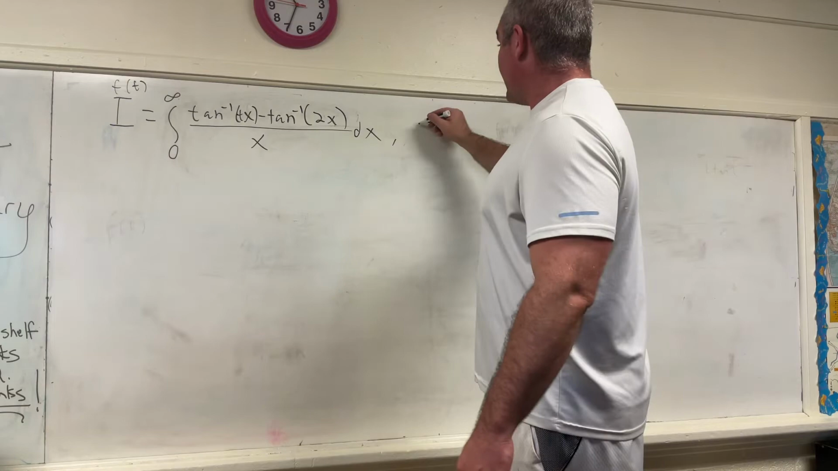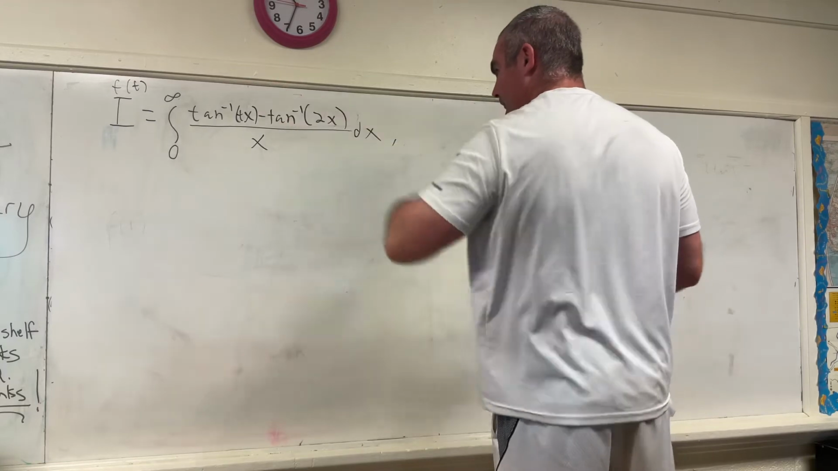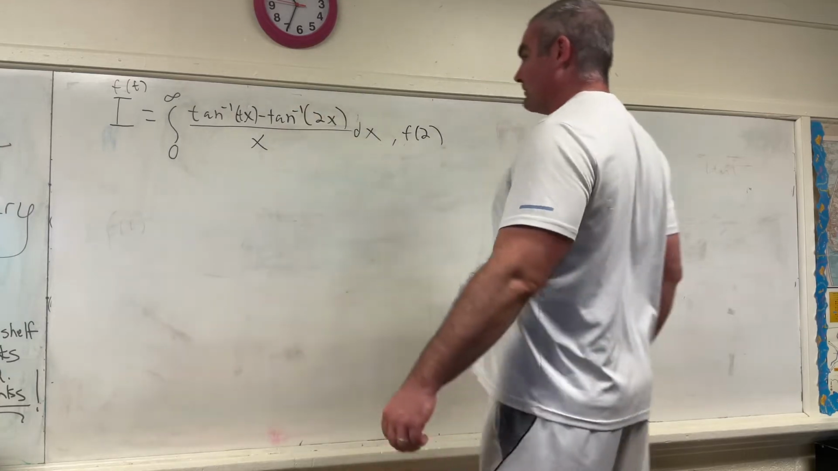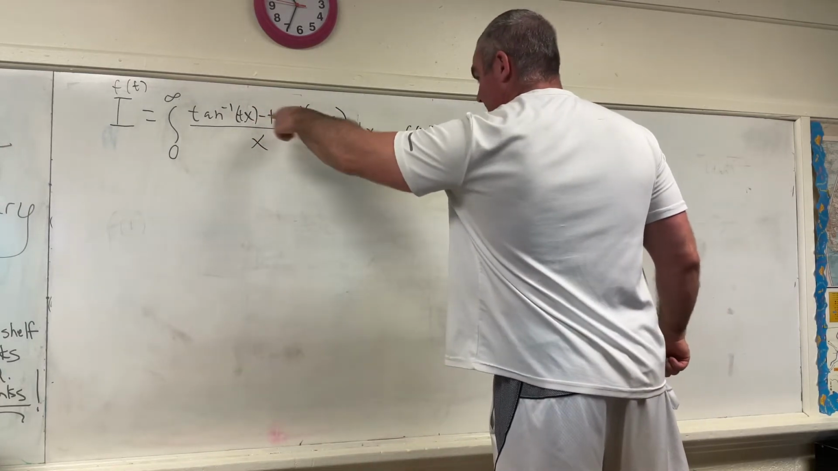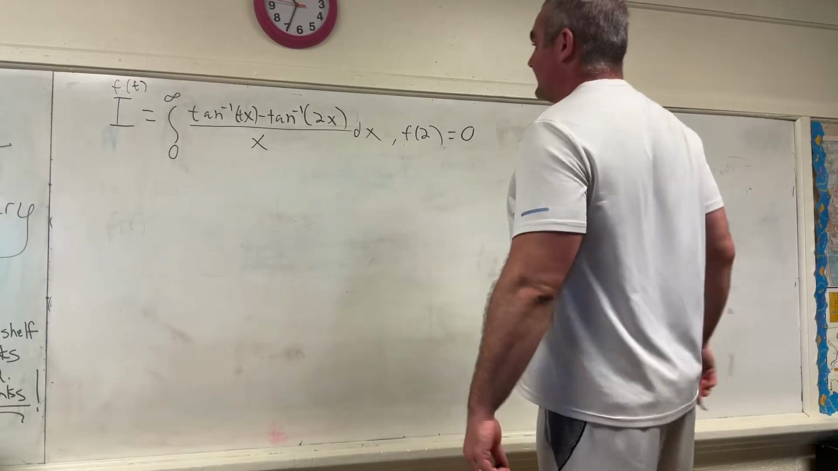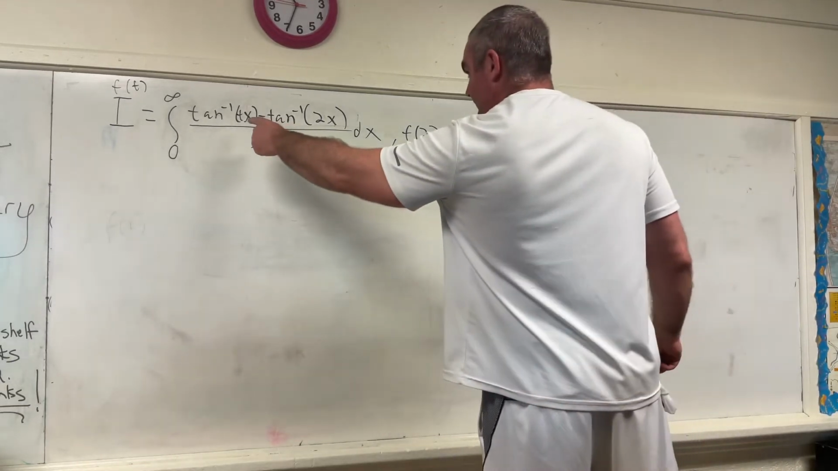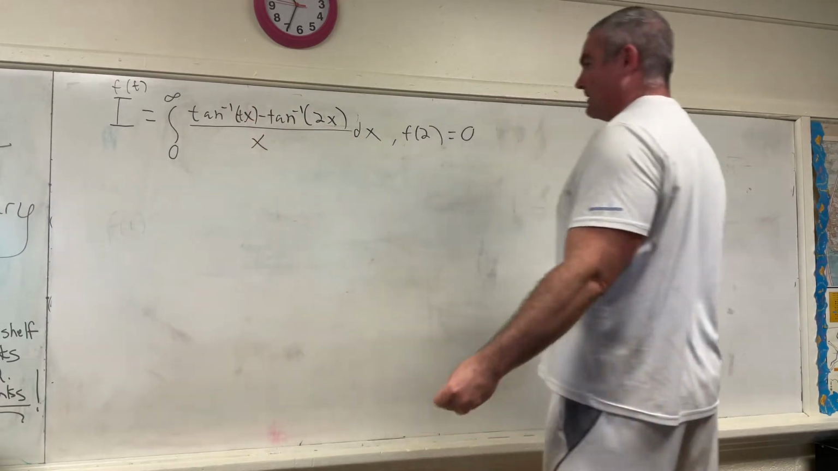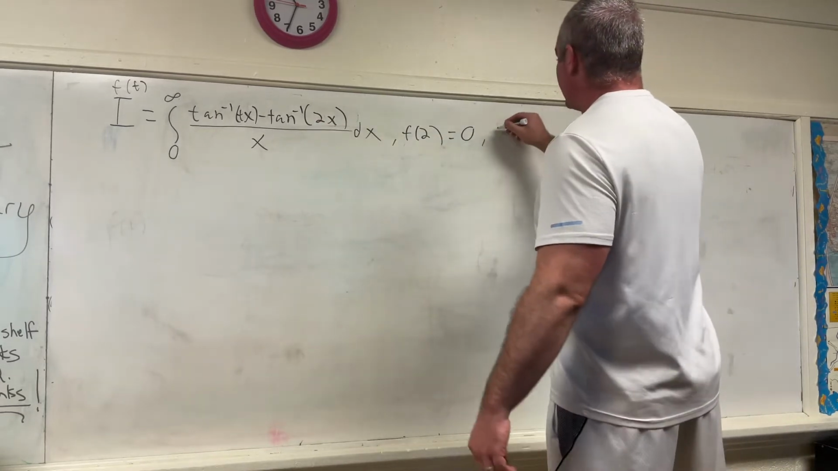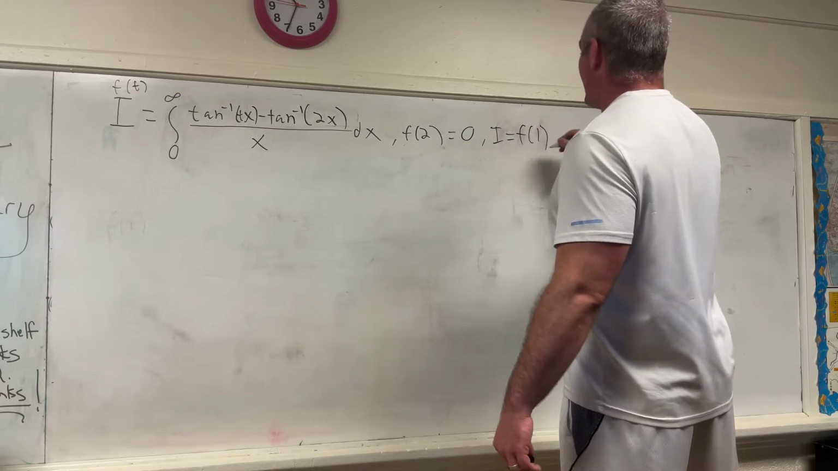So first I want to note that if you evaluate f at the point 2, you'll get 0, because you'll just end up with arctangent 2x minus arctangent 2x, which will be 0. So that's going to be equal to 0. And originally what we had wanted, don't forget, is just tangent inverse x minus tangent inverse of 2x. So if we plug in 1, we get our original integral back. So we'll note that by saying that I is equal to f evaluated at the point 1.